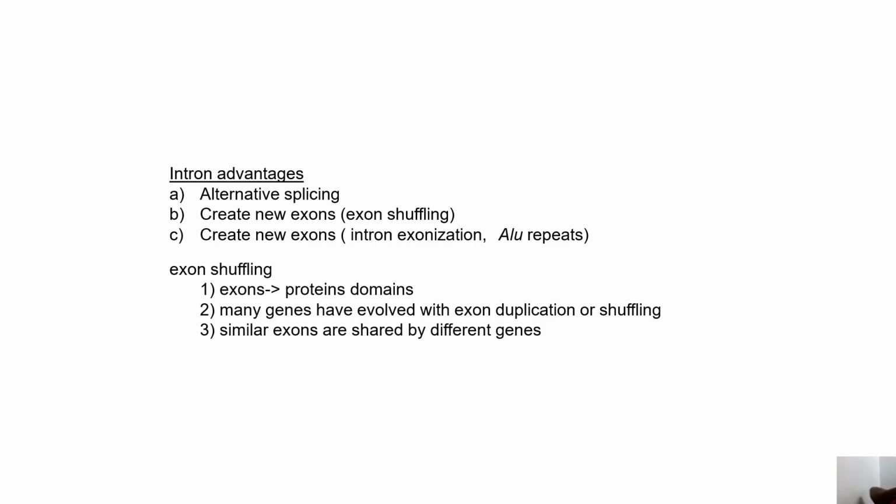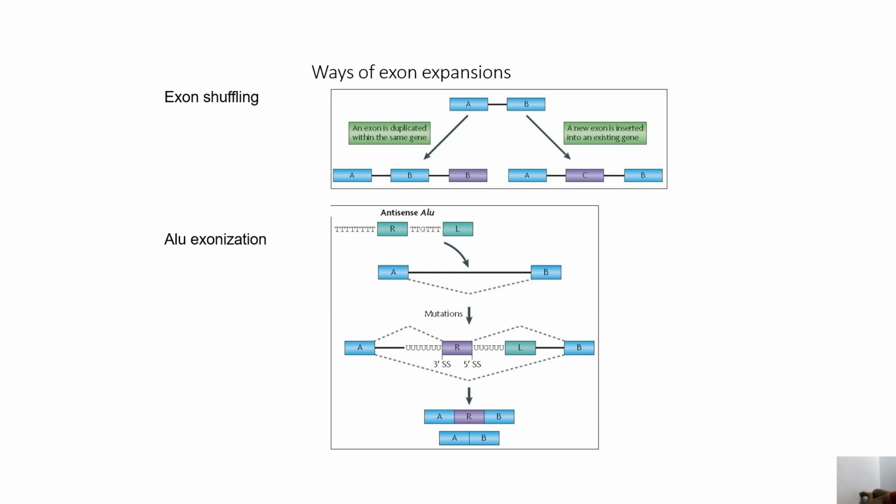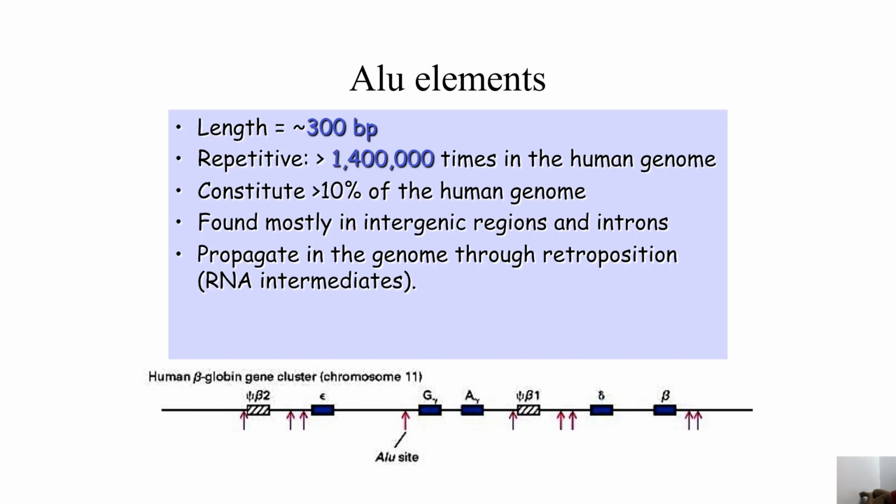So, what are the advantages of introns? Alternative splicing, new exons, new introns, exon shuffling. Many genes have evolved, and similar exons are shared. Some shuffling happens before and after. The length varies. There are about 1,04,000 of these in the human genome, roughly 10% of the human genome, which mostly propagate in the genome through retroposition or RNA intermediates.